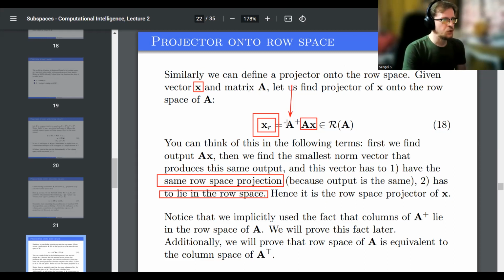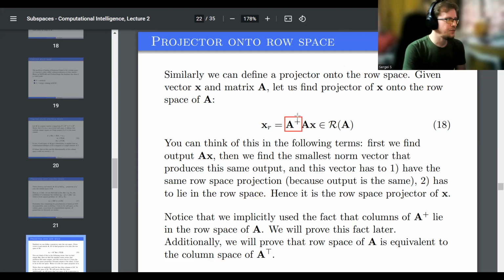Another way is to just observe that this pinv, its output lies in the row space. And we will prove it in just a couple of slides. Yeah, its output is in the row space, so it cannot even physically produce anything but row space vectors. This matrix cannot output anything but row space vectors. That is quite neat, but that is what it does. So since we proved that this vector has the same row space projection as this one, and it also lies entirely in the row space, that means that it is the row space projection of X. Okay.